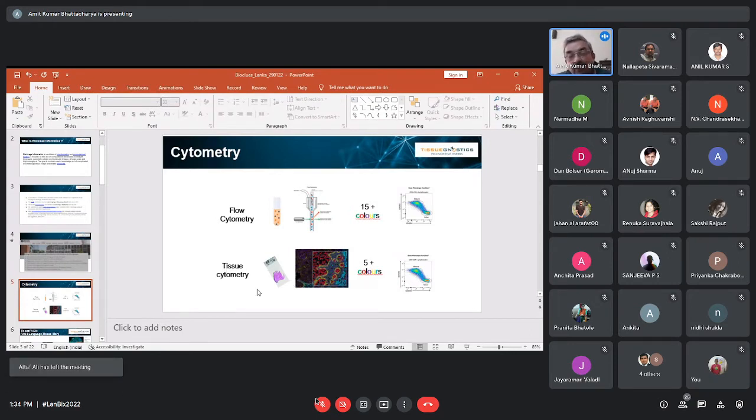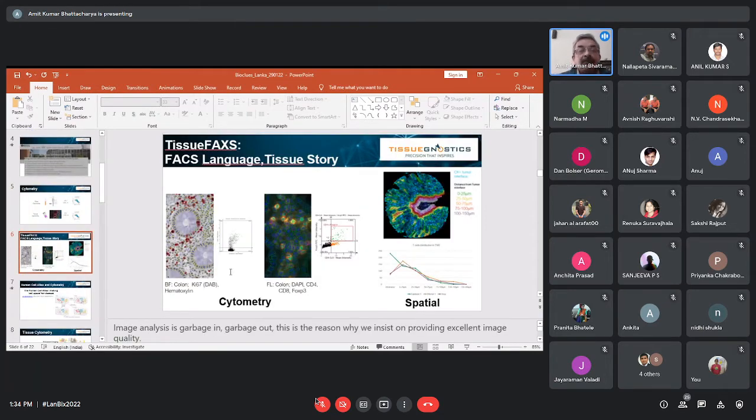So there is a subject of tissue cytometry here. And so therefore, what the company loves to call this is tissue facts, which is basically using a flow cytometric language to understand the story of a tissue.